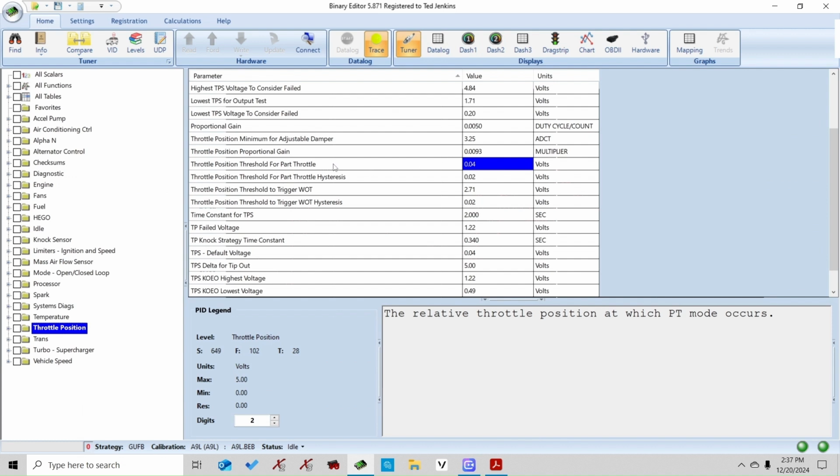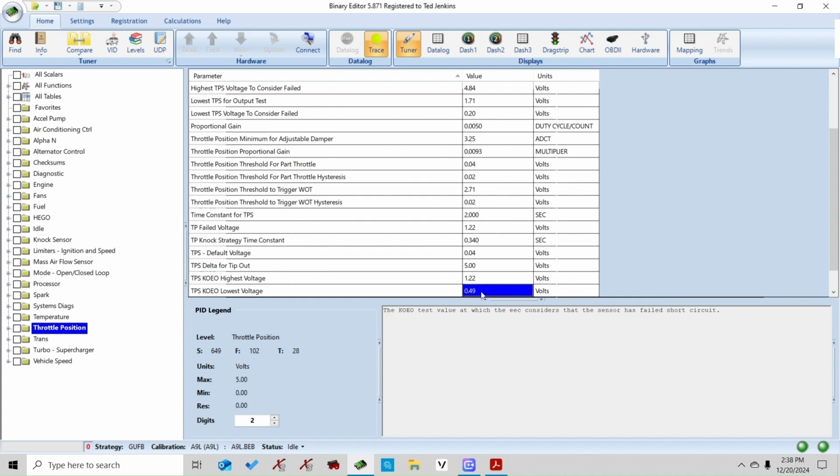This is the blanking window. It's a very small window that's ignored by the computer. The computer's watching that TPS relative. It's a very, very small window that it uses to kick itself into part throttle, acceleration enrichment, all that. It's going to set it up there really high.